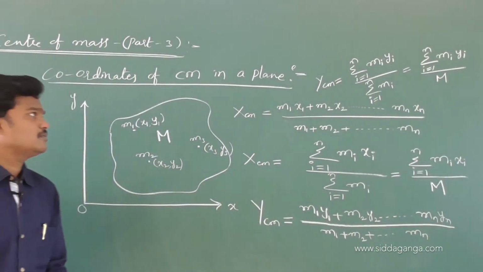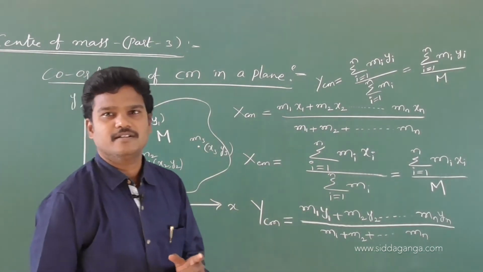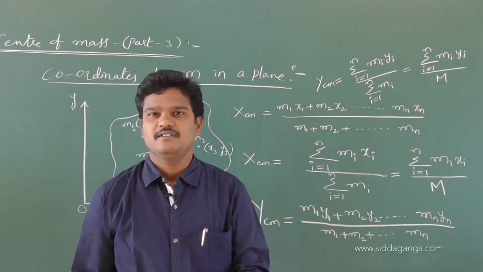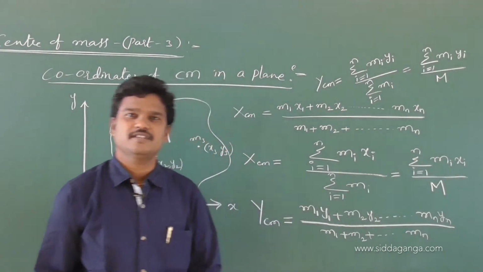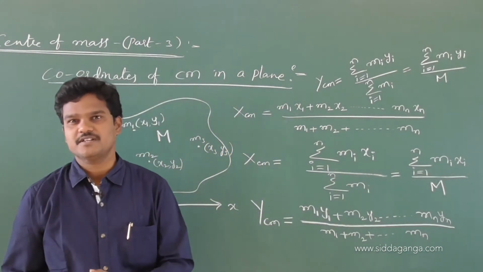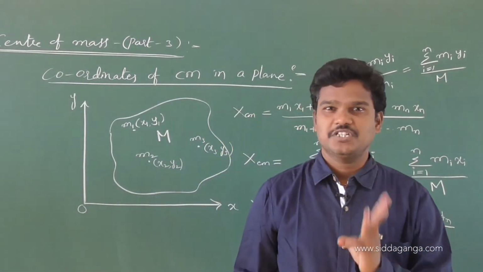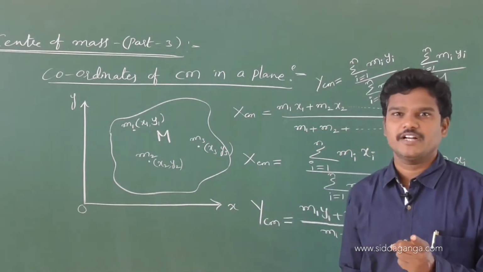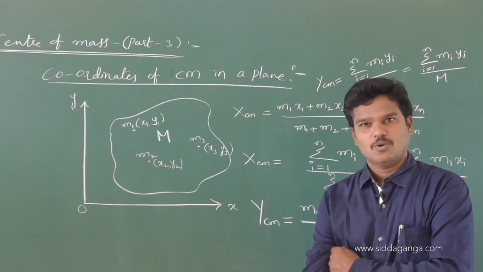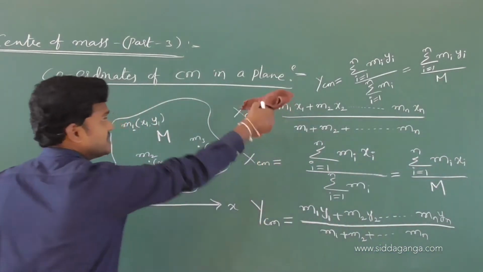So these are the two coordinates in a plane. In the same manner, in 3D, just use ZCM. ZCM also we can write in the same manner. In 3-dimensional cases, you can use XCM, YCM, ZCM. But in a plane, there are only two coordinates, XCM coordinate and YCM coordinate. And if it is in 3D, you can write ZCM.